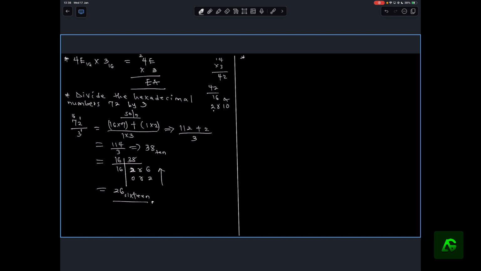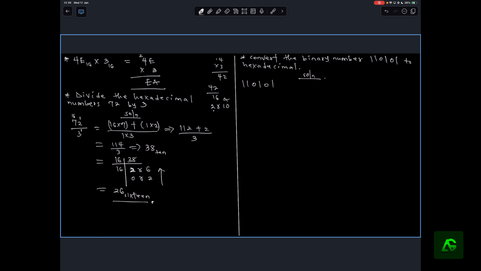So we want to look at this question. It says convert the binary number 110101 to hexadecimal. Now, solution. If I have 110101 and I want to change it to base 16, right?